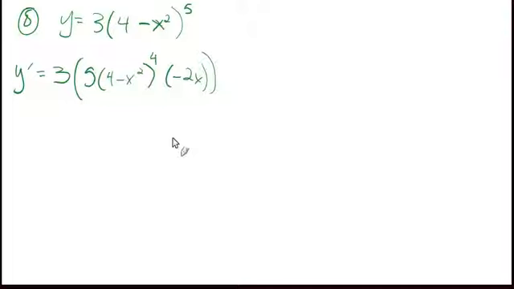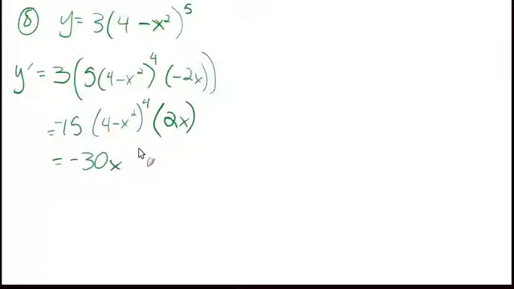And there you go. And certainly we could just go ahead and leave this like that for those of you in my class. Maybe we should throw a negative out there and make this just a 2x. Of course, we should go like this, negative 30x times 4 minus x squared to the fourth. And just expanding this out is more trouble than it's really worth if you're not going to do anything else with the function, so just leave it like that.